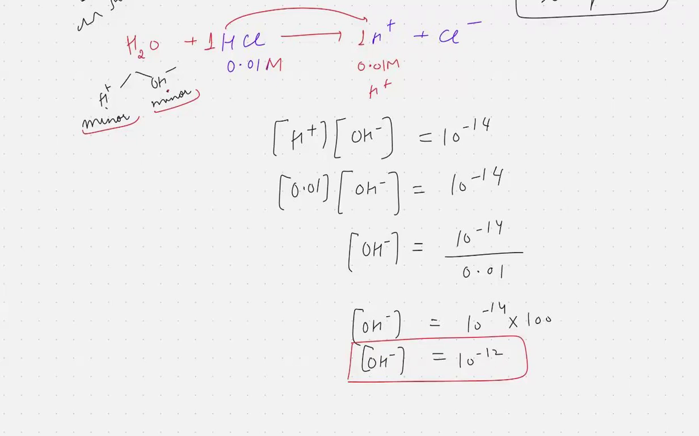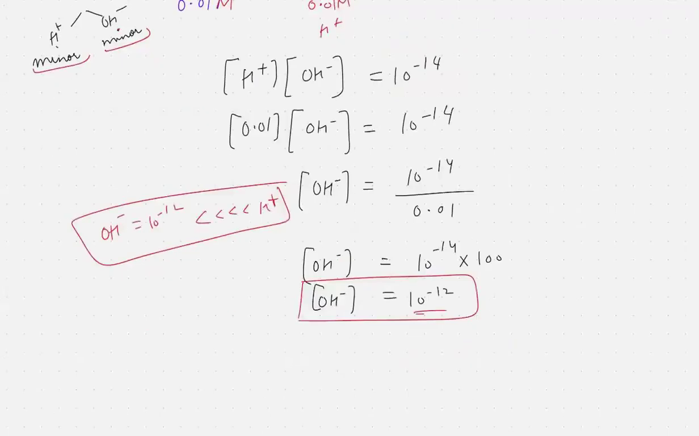So you understand that the OH negative ion concentration is 10 raised to the minus 12, which is very, very small compared to the H plus ion concentration, which concludes what? That it is definitely going to be acidic, right? And if I know the OH ion concentration here, can I straight away put it into the formula of pOH?